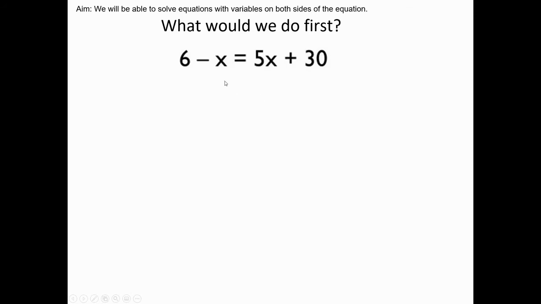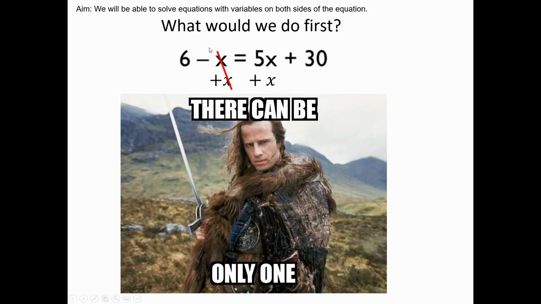It's smaller than 5x. So let's just add x to both sides, right? And that would result in getting rid of this x, because your goal is that there can only be one x, or one variable in general. So I want you to keep that in mind. There can be only one. Until you have only a single x on a side, you won't be able to solve that equation.